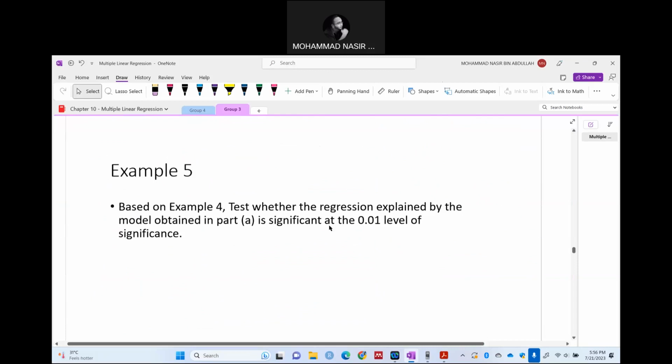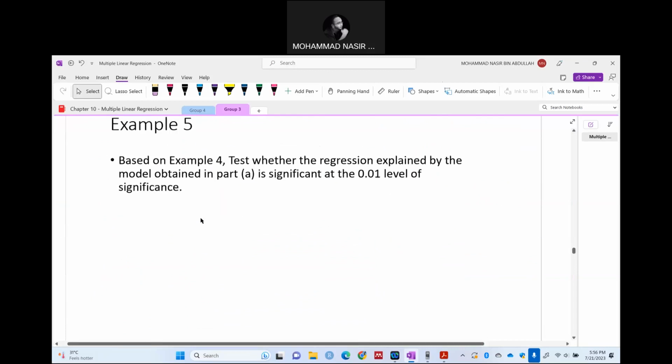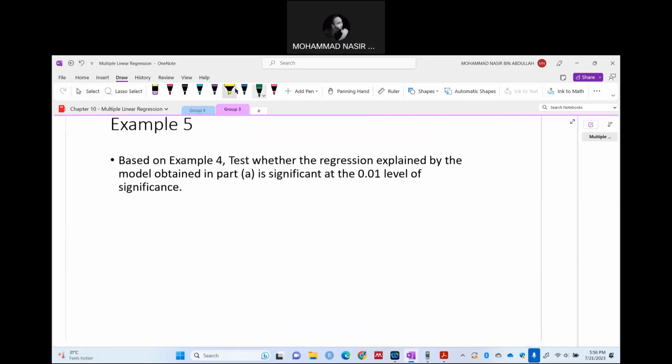All right. Example number 5, based on example number 4, test whether regression explained in the model obtained in part A is significant at 0.01 level of significance. So we need to test for the regression equation and regression model. Beta 1 equal to beta 2 equal to 0. At least 1 beta I is not equal to 0, where I equal to 1 and 2, right? And alpha equal to 0.01.